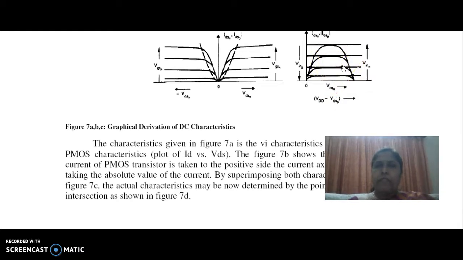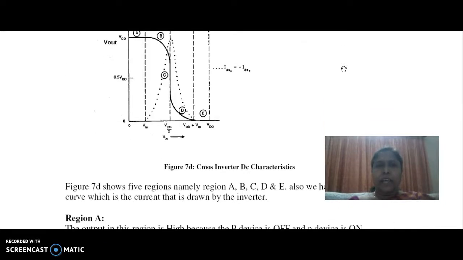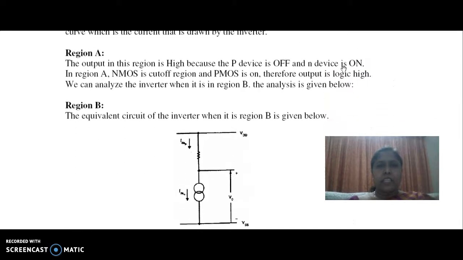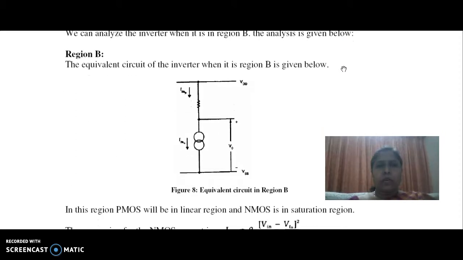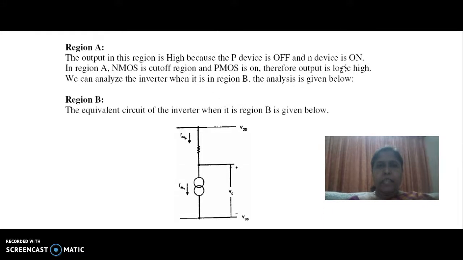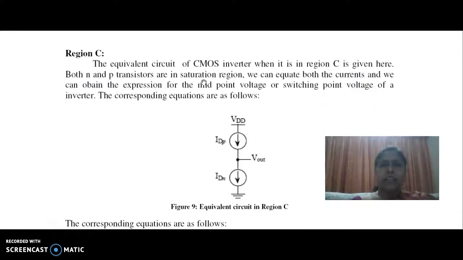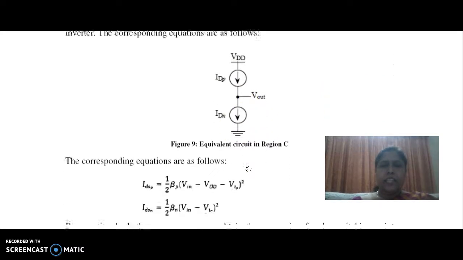So we can analyze each of these regions by writing the expressions for the current, as we know the expressions for the currents in each of these regions. So as we saw here, in the first region, P device is off, N device is on, that is in the non-saturation region. And in the second region, N MOSFET is in saturation, P MOSFET is in non-saturation region. In the third region, P MOSFET and N MOSFET both are in saturation.